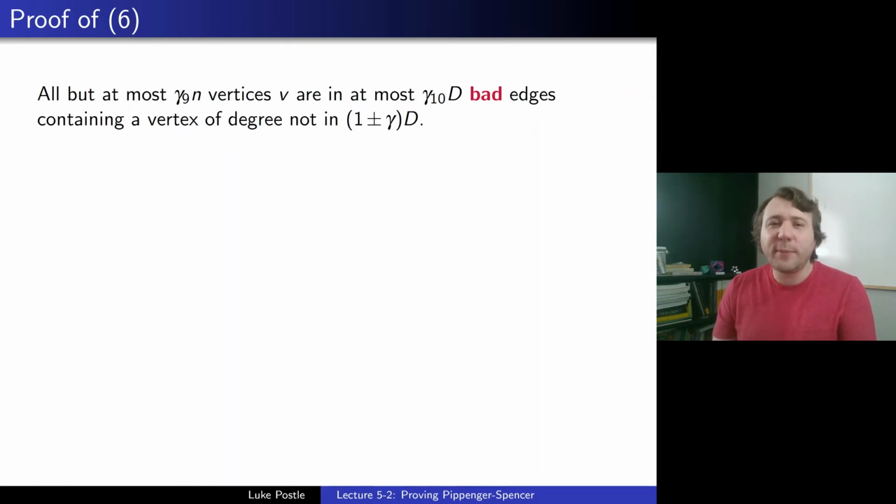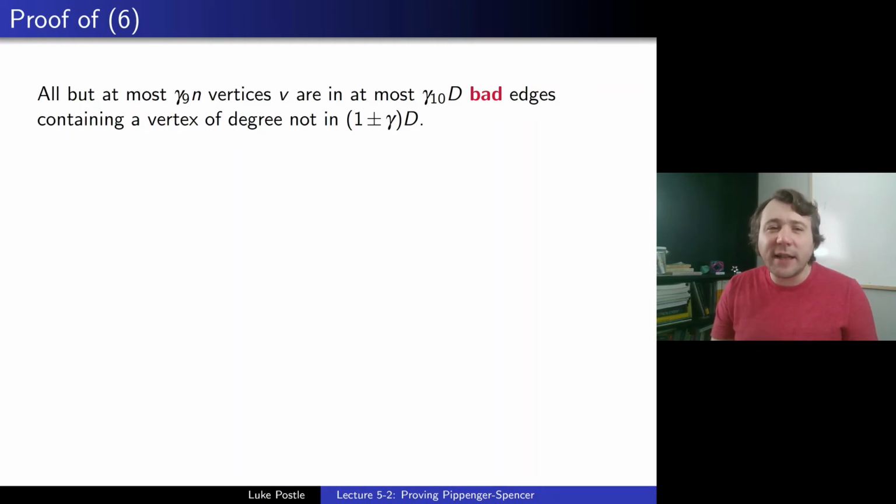Well, this is a bit harder, right? We're trying to show that the new subgraph is roughly regular. So let me go through that. How does this work? Well, we know that all but at most gamma 9 n vertices V are in at most gamma 10 times d what we'll call bad edges, those ones that contain a vertex of degree not in 1 plus or minus gamma d. So we have these irregular vertices. We'll call an edge bad if it contains an irregular vertex.